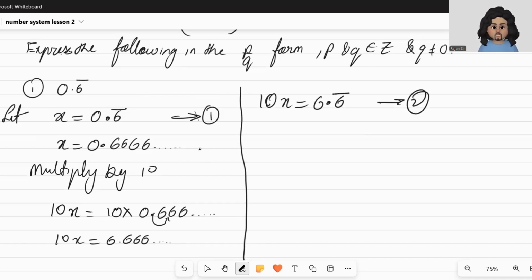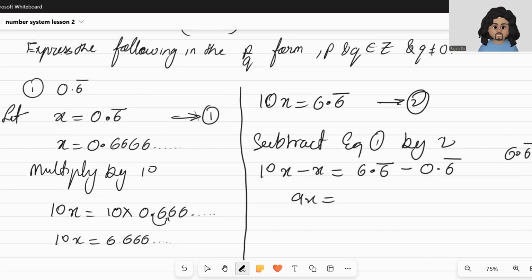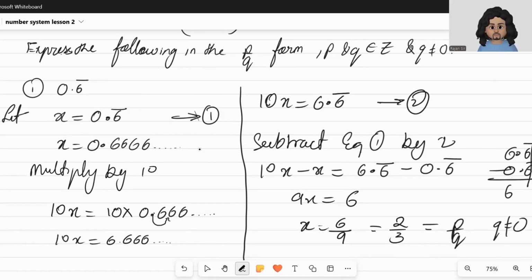Now from 1 and 2, you can say subtract equation 1 from 2. So we get 10x minus x equals 6.6 bar minus 0.6 bar. As you can understand, 10x minus x is 9x, and 6.6 bar minus 0.6 bar, the repeating parts are the same, so this will get cancelled. 6 minus 0 is 6. So we have a number without any decimal point. So we can get x equals 6 by 9. You can write it as 2 by 3. So this is of the form p by q, where q is not equal to 0. I hope you understood. This was the easy one. Let's go to the next one.